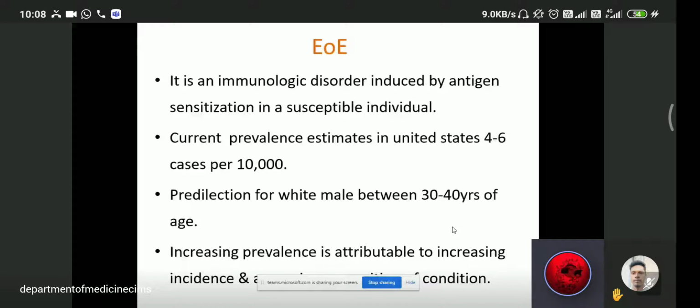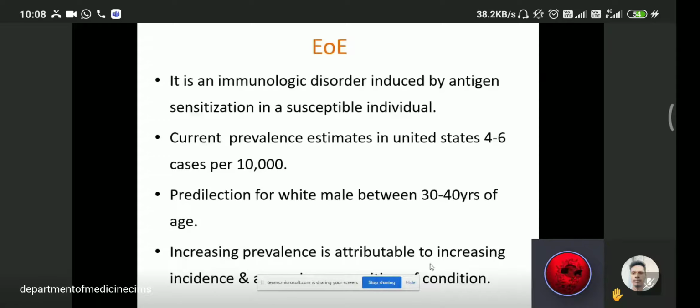The increased prevalence is attributable to increased incidence as well as increased recognition of the condition. Not only has the incidence or prevalence increased, the condition is also being recognized, that is, through increased use of esophageal endoscopy and patients presenting to the primary care physician for the complaints. Males in the 30 to 40 age group are more prone to developing this disease.